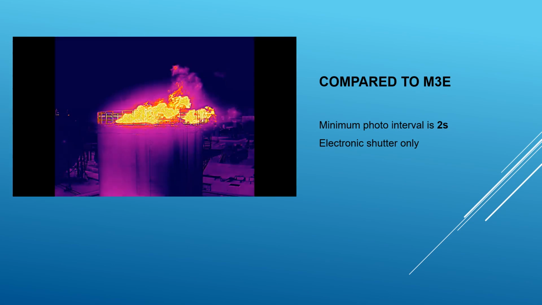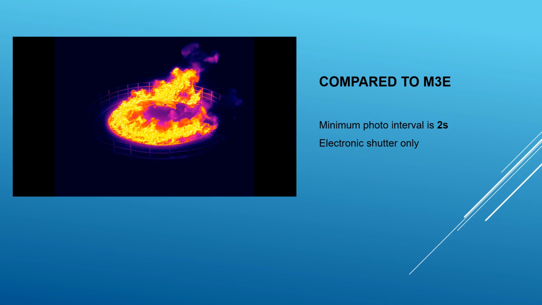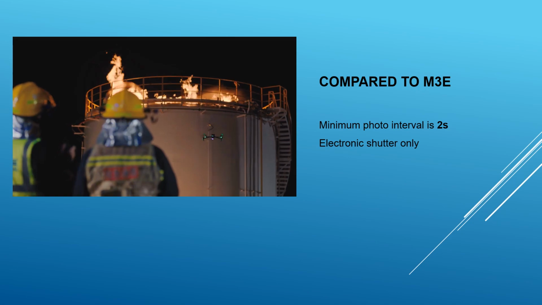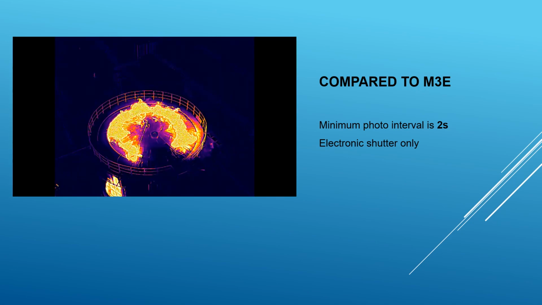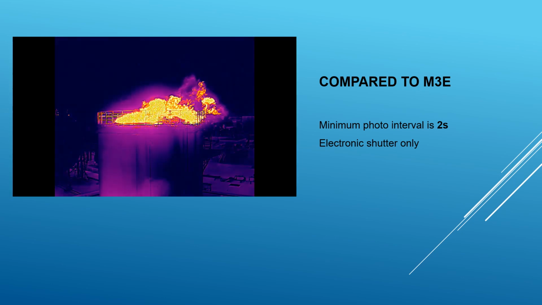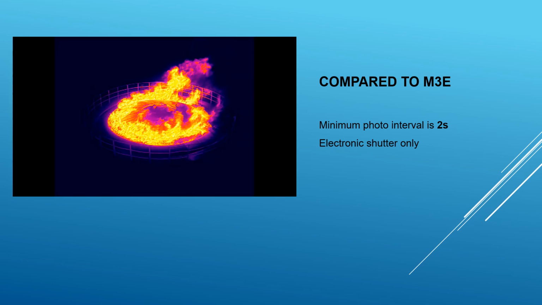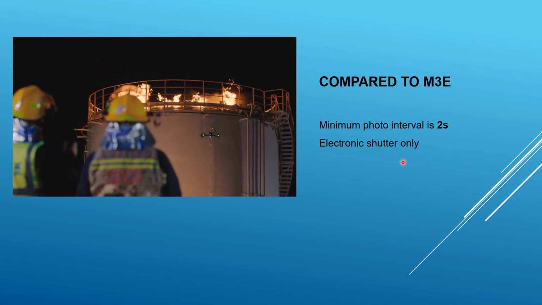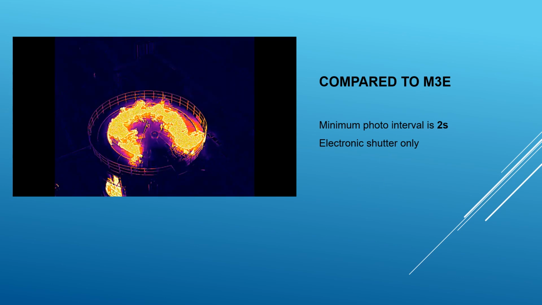When you compare it to the Mavic 3 Enterprise, the minimum photo interval is 2 seconds, whereas in the Mavic 3 Enterprise it's 0.7 seconds. So the photo interval for Mavic 3 Thermal is a bit slower than that of Mavic 3E, but 2 seconds is still good. And it does not have a mechanical shutter, it only has the electronic shutter.